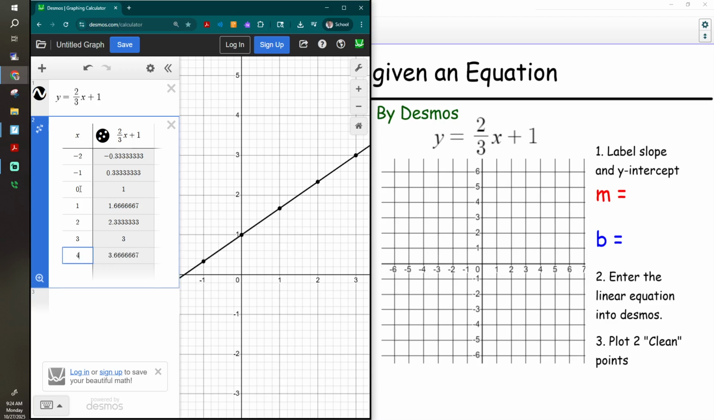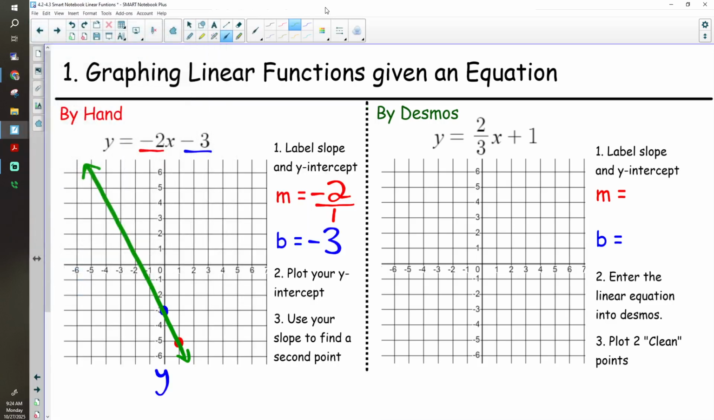So here I have a pretty point at 0, 1, and I have a pretty point at 3, 3. So I'm going to plot those points. 0, 1, and 3, 3. Now, does this take longer? I think so. I would rather graph by hand, but this is an option. So I go 0, 1, 3, 3, connect them with a line. Arrows on both ends. Okay, by hand, by Desmos.